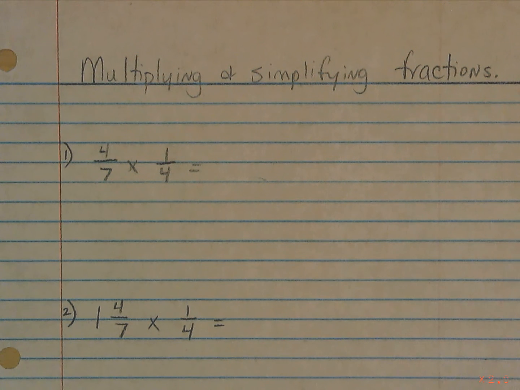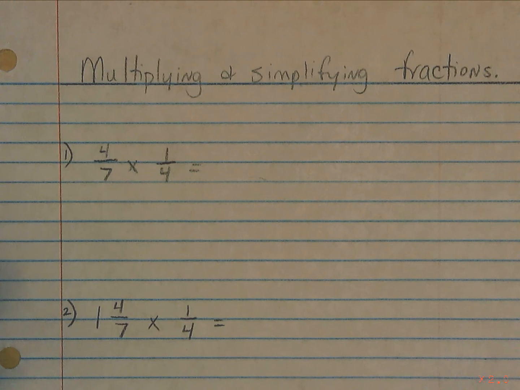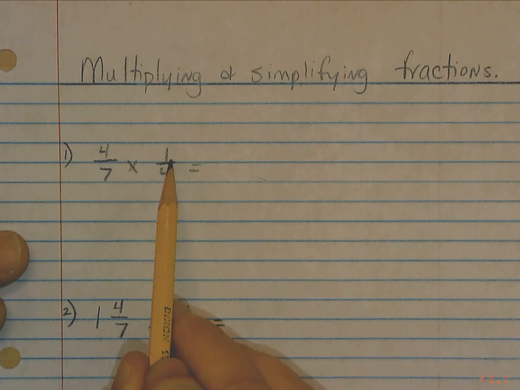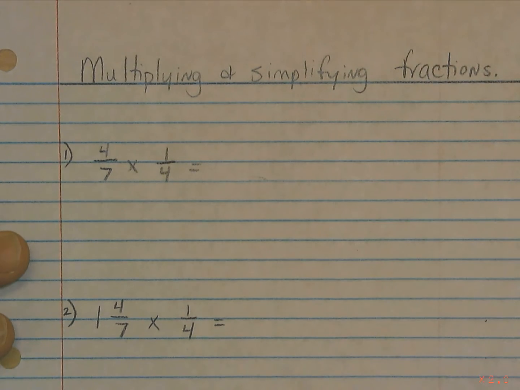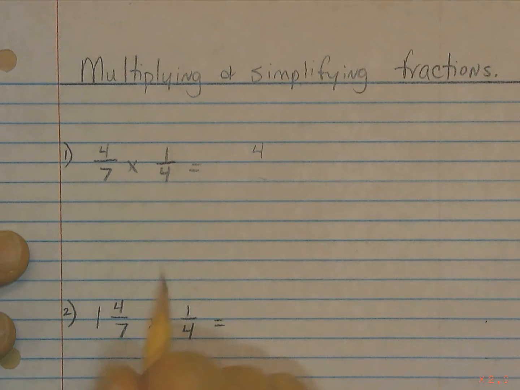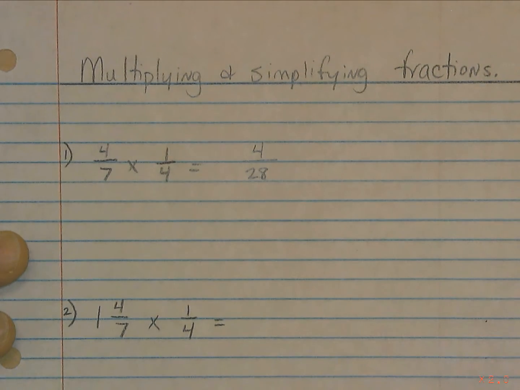Okay, how do we multiply and simplify fractions? There's two schools of thought about how to simplify. One is just simply multiplying straight across and then simplifying later. So let's say we do that. 4 times 1 is 4. 7 times 4 is 28. And then you would just simplify.